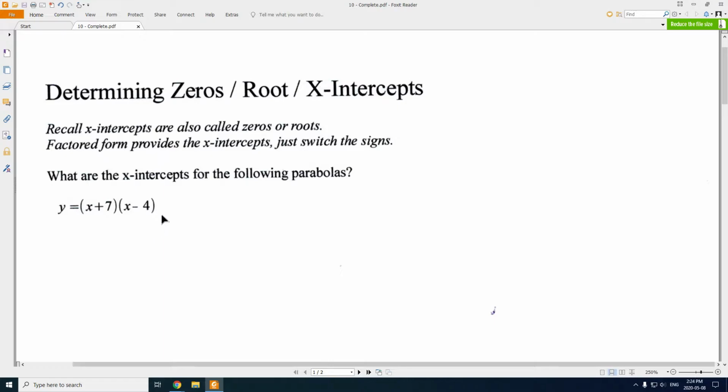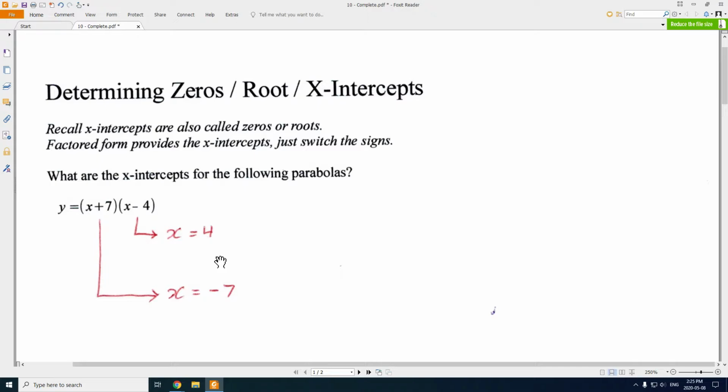And the factored form, like this guy down here, it provides you the x-intercepts. You just have to swap the signs. And that's what's nice about the factored form. So we'll do a quick warm-up here. What are the x-intercepts for the following parabola? Okay, x equals 4, right? Swapping my sign. And x equals -7, swapping the sign.